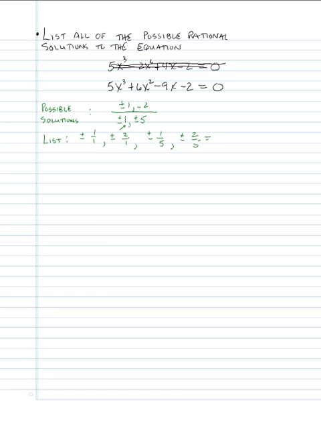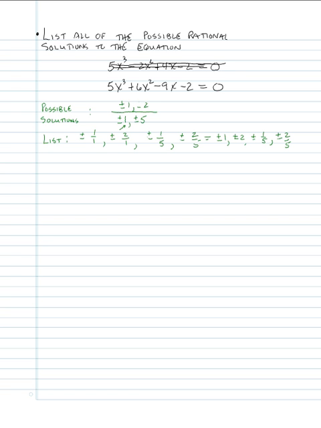Instead of saying 1 over 1 and 2 over 1, we would probably say 1 and 2. So, plus or minus 1, plus or minus 2, plus or minus 1/5, plus or minus 2/5 are the only rational numbers that have a chance of being solution to that equation. Now, it's not going to have 8 solutions. It's going to have 3 solutions, and the 3 solutions, if they're all rational solutions, would come from that list.